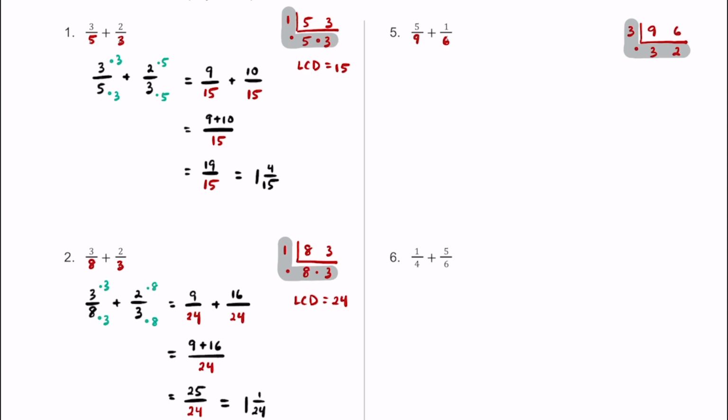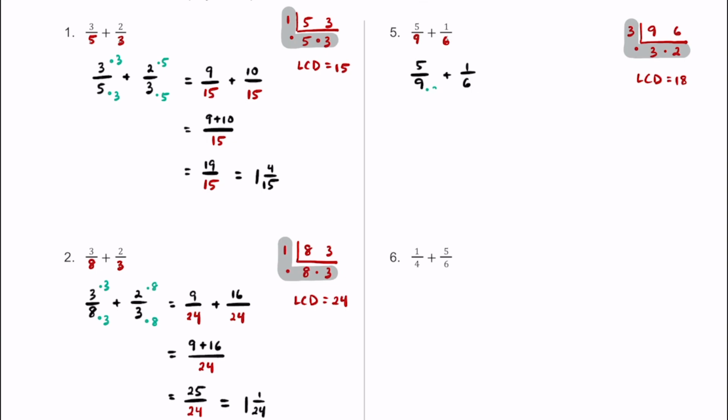3 times 3 is 9. 9 times 2 is 18. So the LCD here is going to be 18, or the first time these two numbers meet. All right, so we have this 5/9. We're going to be adding 1/6. And how are we going to get those denominators of 18? Well, 6 times 3 is 18, and 9 times 2 is 18.